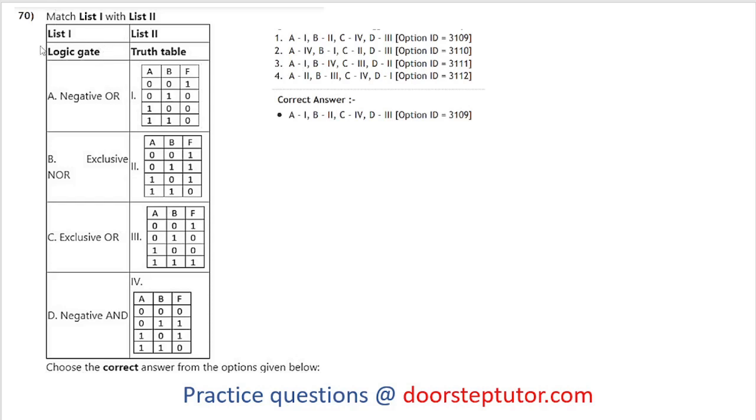Next question is a match the column type of question. It is a very easy question, but there is some error in the answer key. So let us discuss this question. So they have given different gates. So this is negative OR. Negative OR means NOR gate.